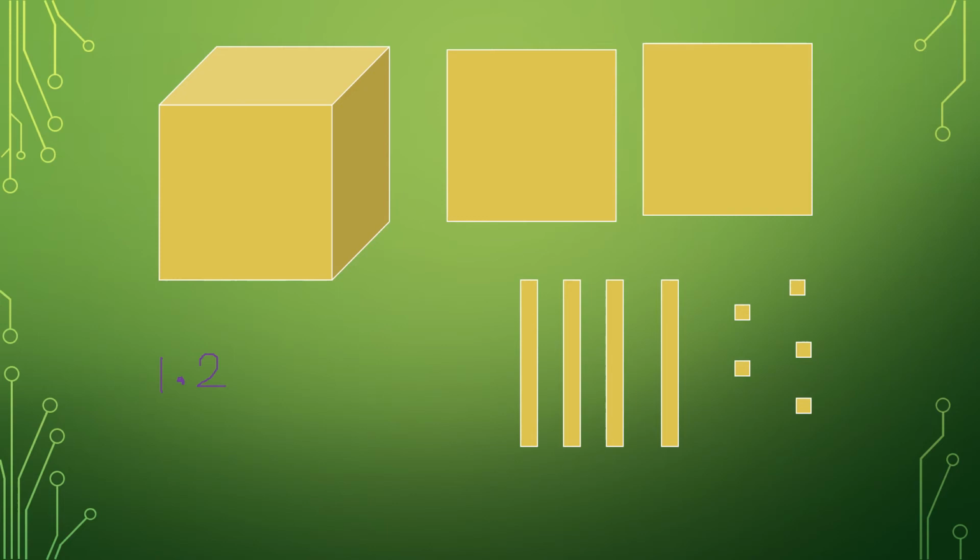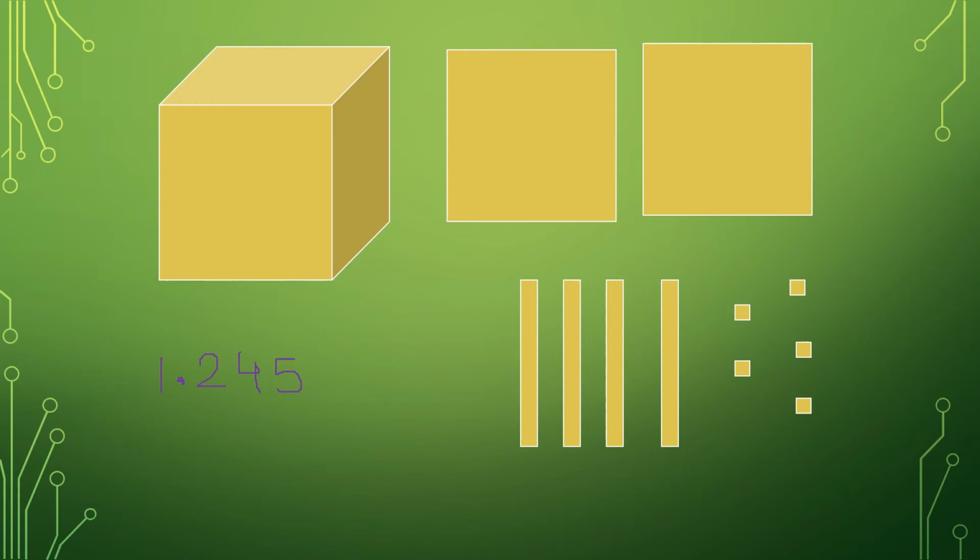Now these sticks are representing the 100th part, and how many are there? 4, so it is 4. Now these blocks are representing the 1000th part, and how many are there in number? 1, 2, 3, 4, 5. So 5. So the answer is 1.245.